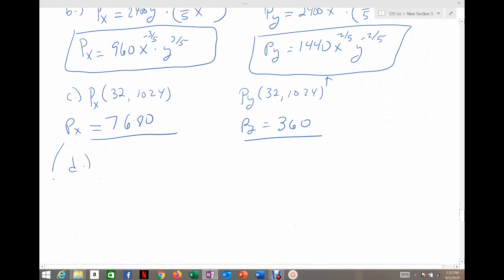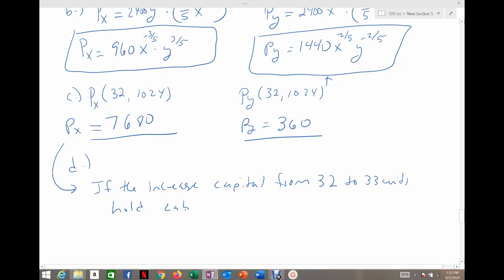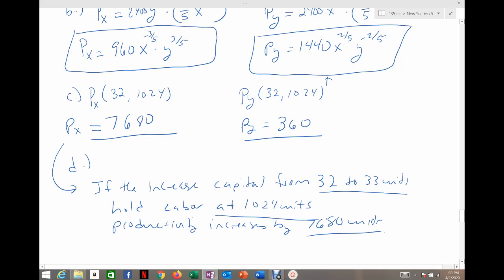All right, so in the first one, so again, I'm interpreting the x first. All right, so if they increase capital from 32 to 33 units, hold labor at 1,024 units, productivity increases by 7,680 units, which is a pretty good increase. All right, that might not be a bad thing to do. All right, so those are my interpretation of the first one.